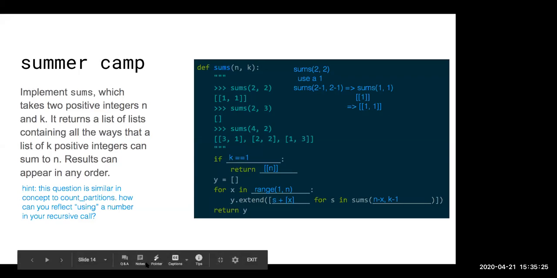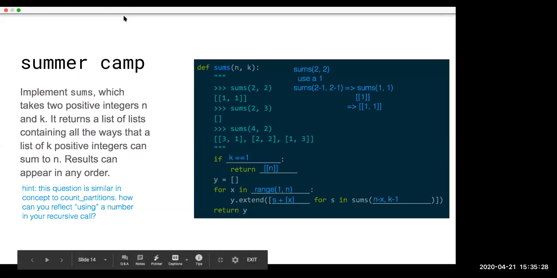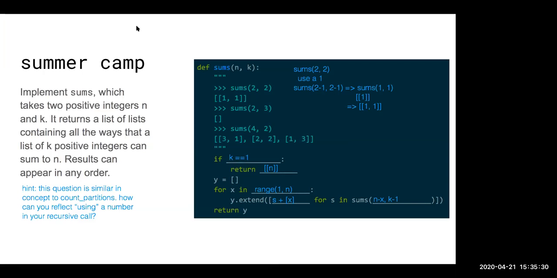Question? My question is, because we need to return a list, I'm kind of confused about the base case and returning bracket n. Can you explain more about that?